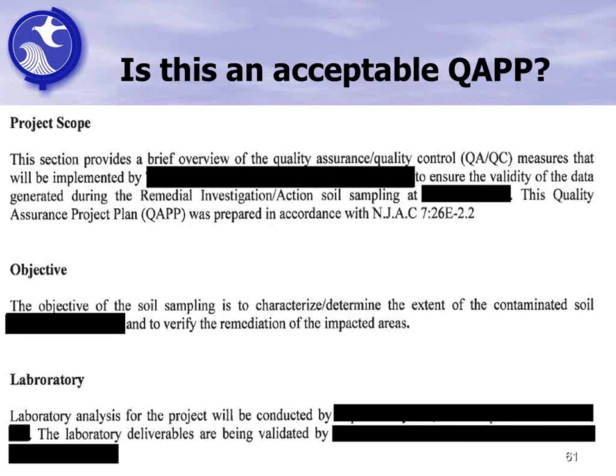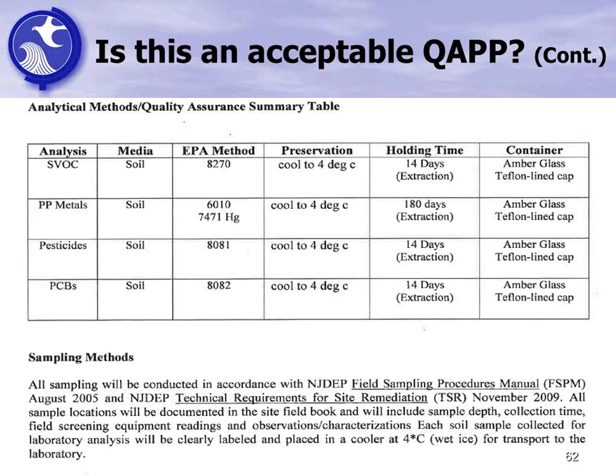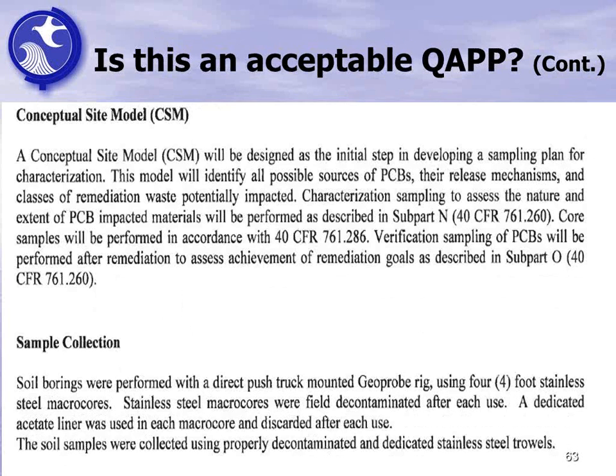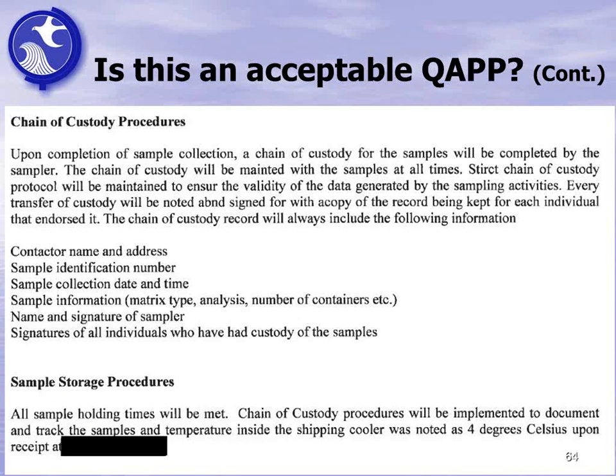I'm not going to belabor a lot of this, but I find this is extremely generic. They did specify what methods they were going to use. That was nice. They did say they were going to follow the field sampling procedures manual and the Tech Rule. And they were going to do a conceptual site model. Well, that's nice. This is not the conceptual site model, however. They're going to say how they were going to collect samples. Very, very elementary in the way this was prepared.